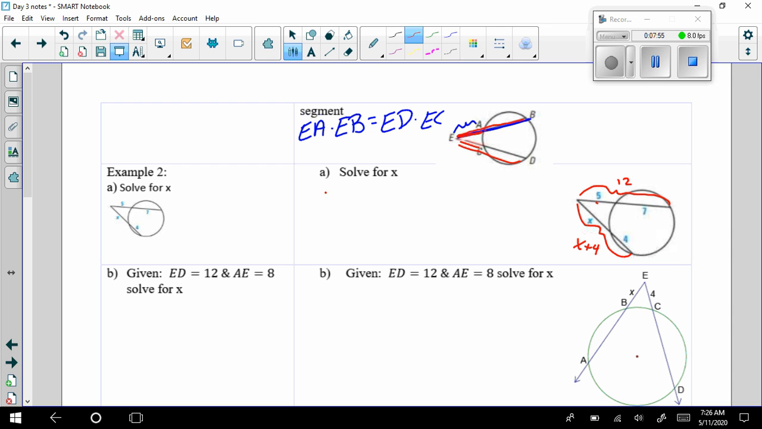So to set this problem up, we have 5 times 12, not 5 times 7. And then we have that is equal to x times x plus 4. All right, so this is 60 is equal to x squared plus 4x. This is a quadratic. It's been a while since we've solved one of those, but you want to get it set to 0. So we're going to subtract 60 from both sides, and we end up with x squared plus 4x minus 60 equals 0.